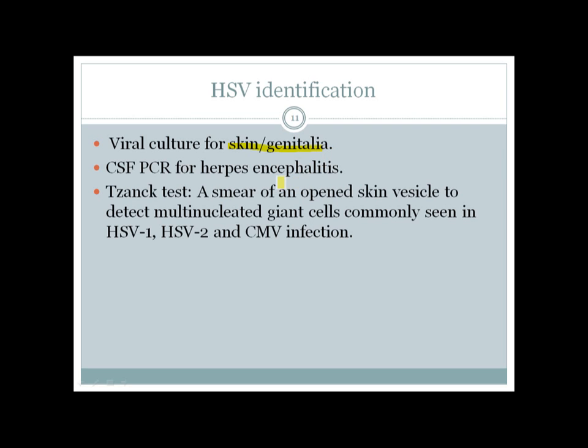And herpes simplex, you can identify by culture from skin or genitalia, or you can do a PCR if someone presents with features of herpes encephalitis. Okay, so you can do PCR from the cerebrospinal fluid. And you can do another test, which is the Tzanck test.